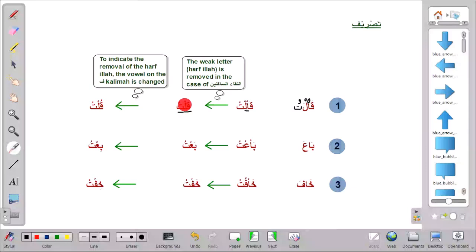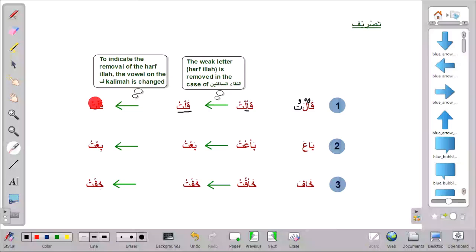How do we do that? We change the vowel on the first letter, to give an indication that there was a removal of a harf al-illa. So to indicate the removal of the harf al-illa, the vowel on the fa kelima, that's the first root letter, is changed. So we now change it from fatha to dhamma, then it will now become qultu. So that's how we get qultu in Arabic.